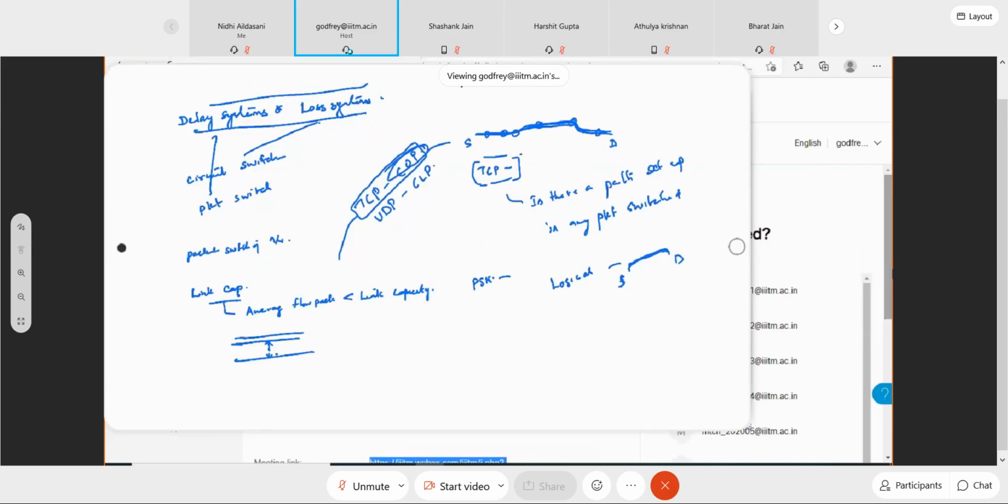Now what happens is that all the links everywhere will be checking that the total number of packets is less than the link capacity, or maybe you have a margin here, and it will be less than the margin of data that is transmitted by that particular link, right?